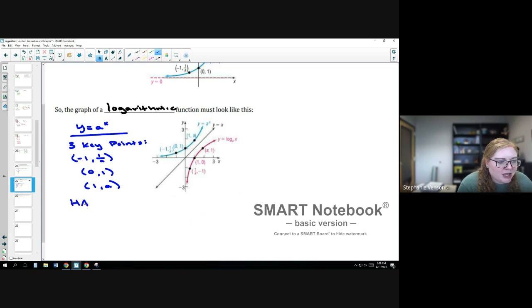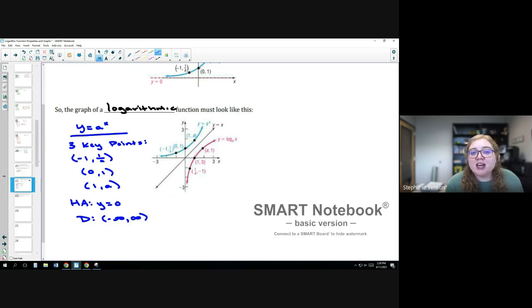It has a horizontal asymptote at y equals 0. Its domain is negative infinity to infinity. Every exponential ever is going to have a domain of negative infinity to infinity. And then its range is going to be dependent on where that horizontal asymptote is. So the range for this one would be 0 to infinity.